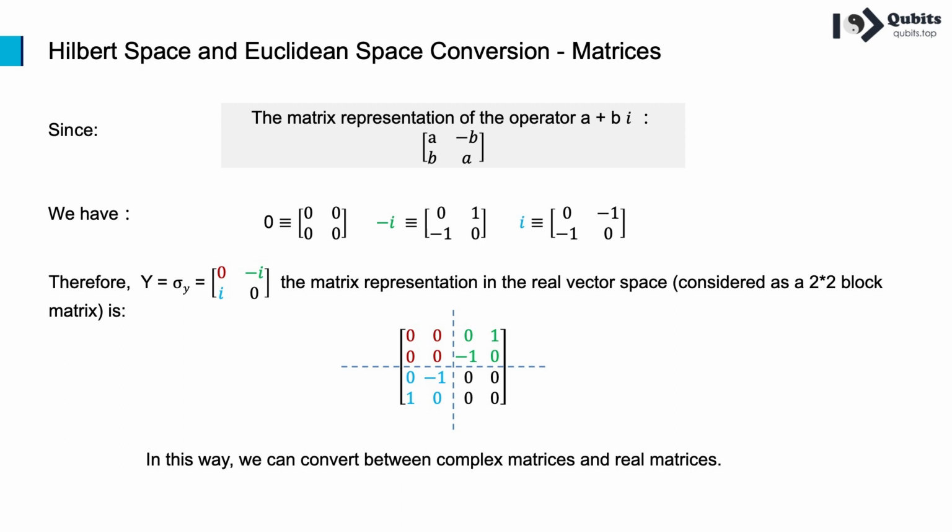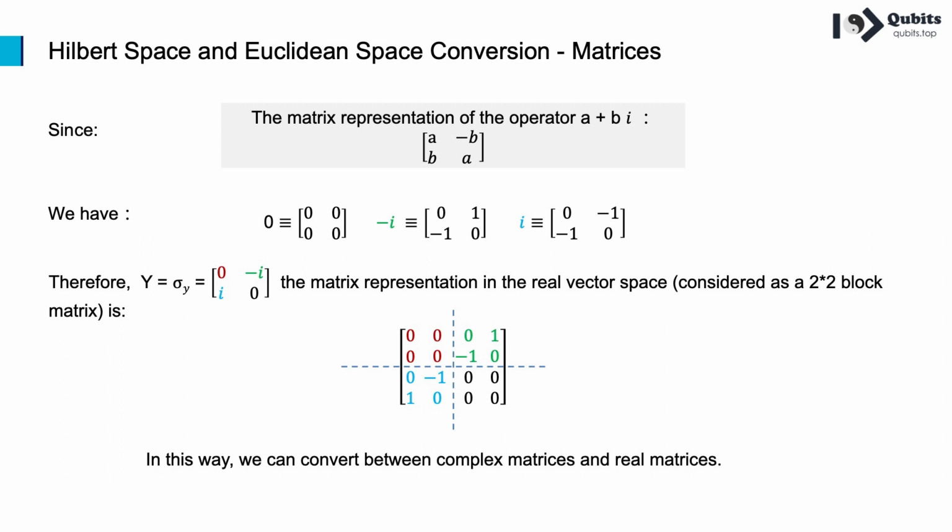In the section on complex numbers and linear algebra, we provided the matrix representation for complex numbers as operators. From this matrix, we can obtain the matrix representation for the imaginary unit I. Next, let's take the Pauli matrices we will introduce in detail later as an example and see how they should be transformed in the real vector space.